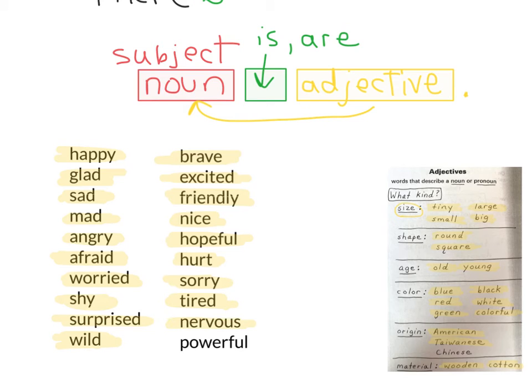Nervous and worried mean that we really want something to happen, but we don't know what is going to happen, and we think that maybe it might not happen the way we want it to. So we are nervous or worried. And if something has power and can do things, we say it is powerful. An elephant is powerful. A lion is powerful.